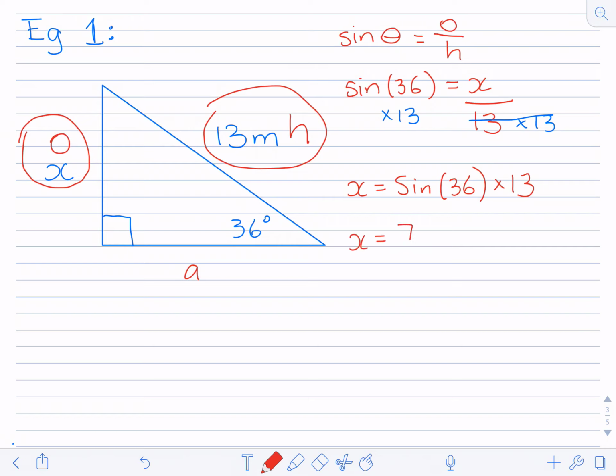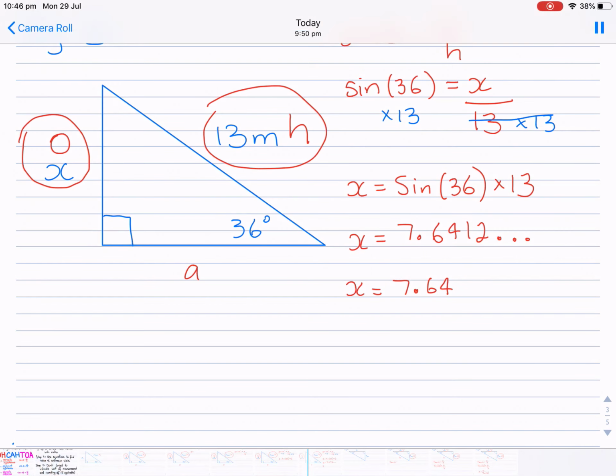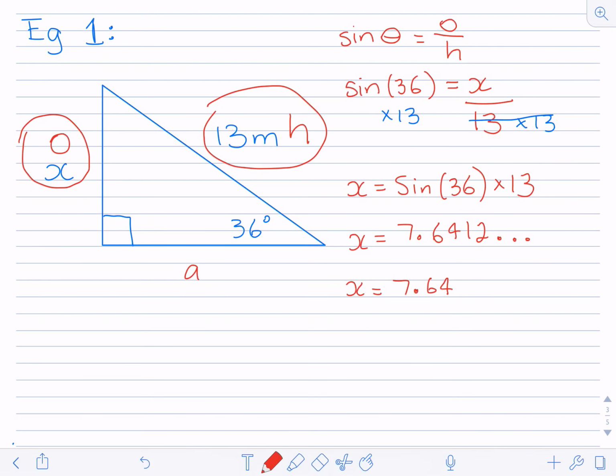x equals 7.6412, and so on. So obviously I'm going to round this off, and I like to round off to 2 decimal places. So our last and final step is to round off: 7.64, indicate the unit of measurement. In the question it's meters, and how much I'm rounding off to, 2 decimal places. And that's my final answer there. The value of x is 7.64 meters.